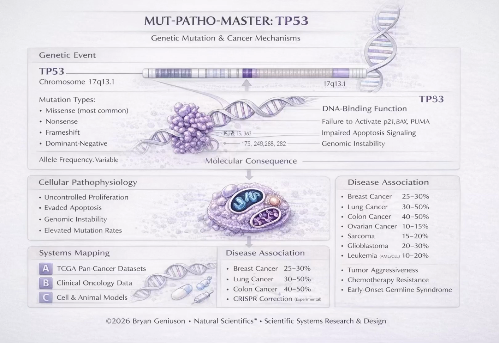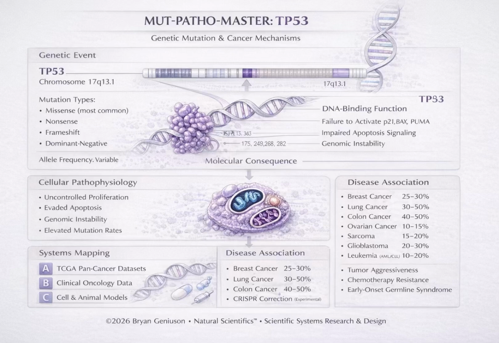Within a systems biology framework, TP53 interfaces with genomic instability, cellular senescence, metabolic rewiring, immune surveillance, and aging-associated pathways. It represents a central regulatory node linking mutation to organism-level pathology.